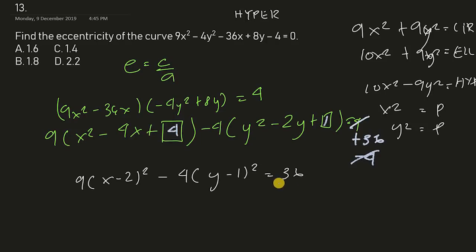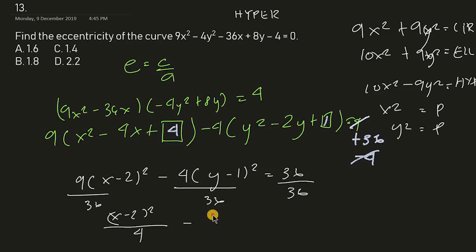And there should only be 1 here, so I'll divide both sides by 36. The value here would be (x minus 2) squared over 9 divided by 36, which is 1/4, minus 4 divided by 36, which is 1 over 9. So that's (x minus 2) squared over 4 minus (y minus 1) squared over 9 is equal to 1. Now we know that whatever is positive is always the value of a. So a squared is equal to 4 and b squared is equal to 9.